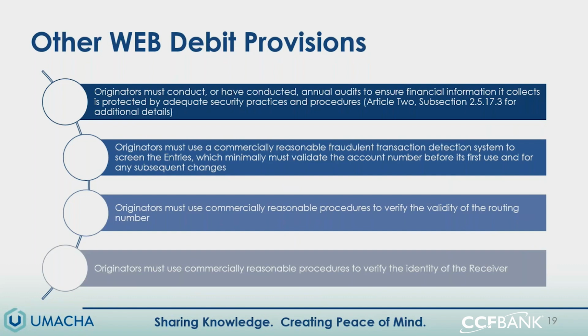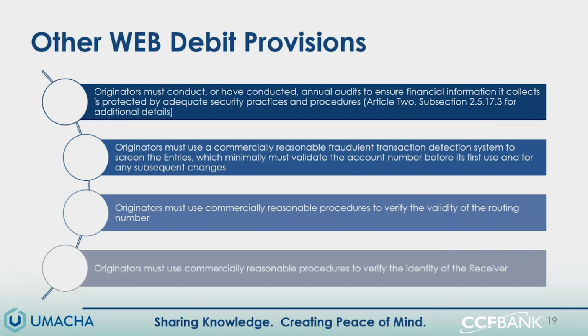The next one for a web debit originator, you've got to use some sort of commercially reasonable fraudulent detection system to screen those entries. And that needs to be done the first time you use an account number or anytime an account number is changed. So if you're a web debit originator and somebody wants to use a brand new account number or they want to change the account number, we've got to do some sort of fraud detection to make sure that that truly is an authorized change.